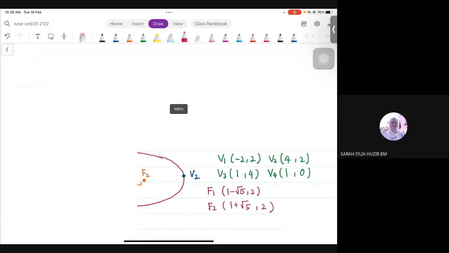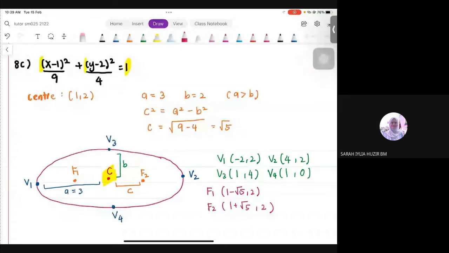Dia senang je. Kan? Yang penting awak fikir logik, awak kena tahu A, B, C duduk kat mana. Vertices duduk kat mana, foci kat mana, center kat mana. Dapatlah semua koordinat tu. Dia benda yang simple. Okay, that's one pattern of the question.